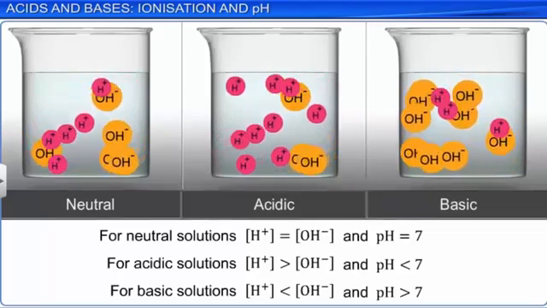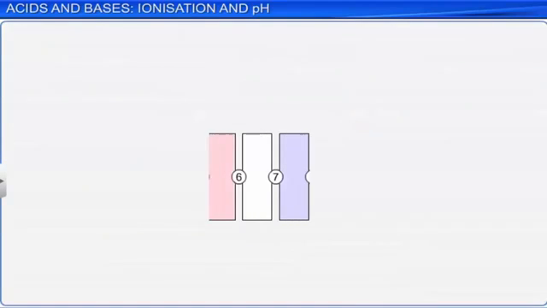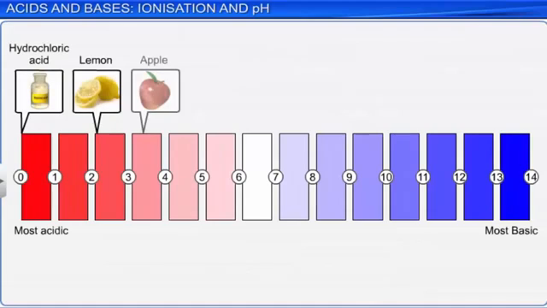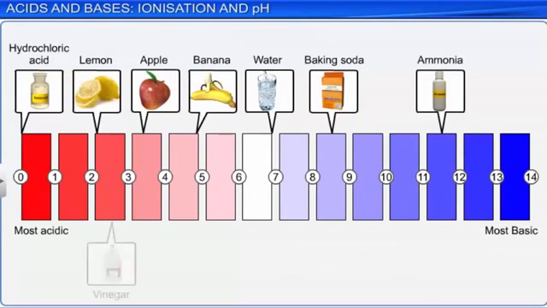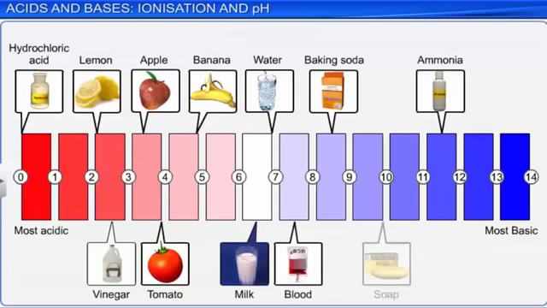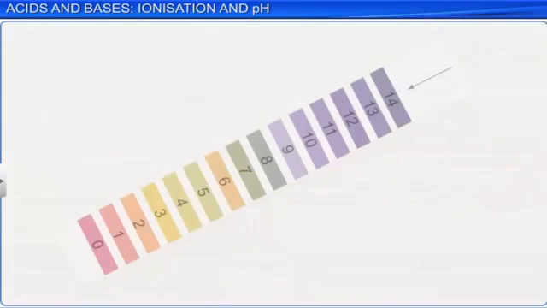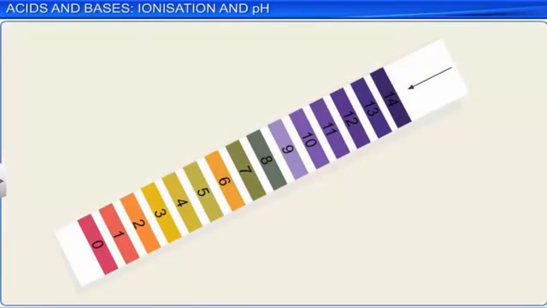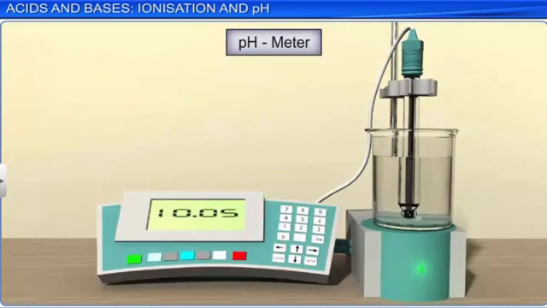The pH of some common substances is shown here. The pH of a solution can be roughly estimated using a pH paper that gives different colors in solutions of different pH values. For accurate measurement, pH meters are used instead of pH papers. A pH meter is an electronic instrument that measures the pH-dependent electrical potential of the test solution.